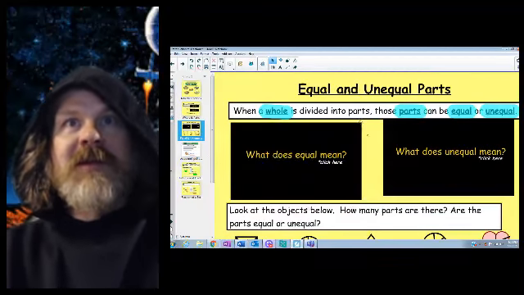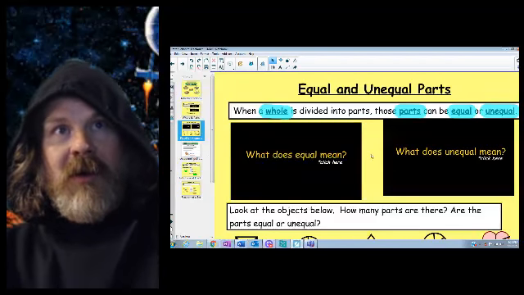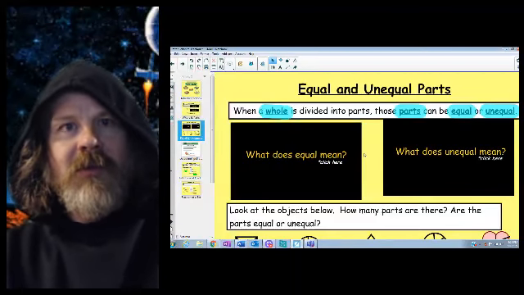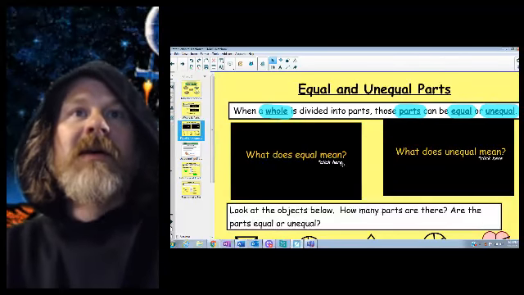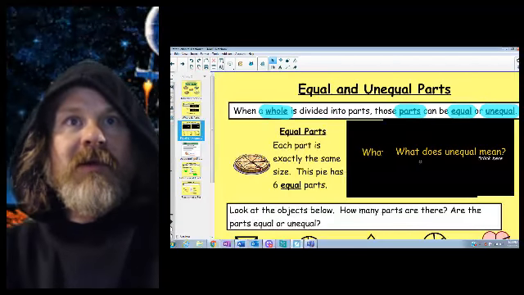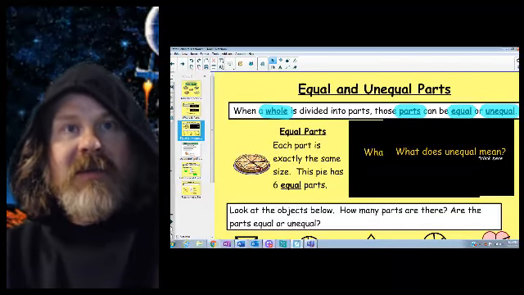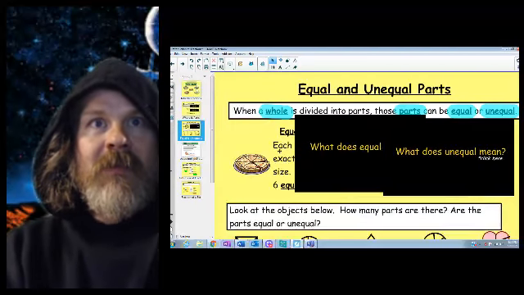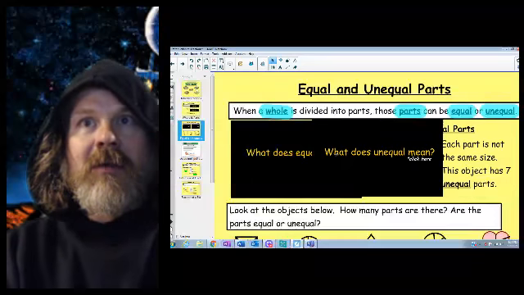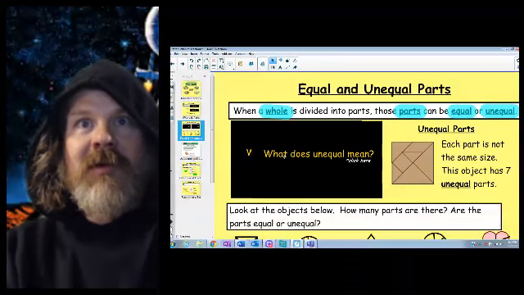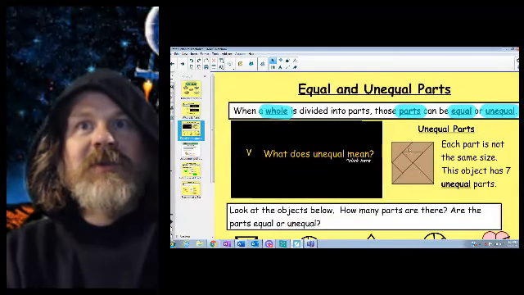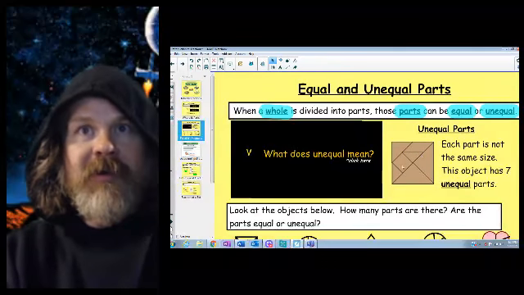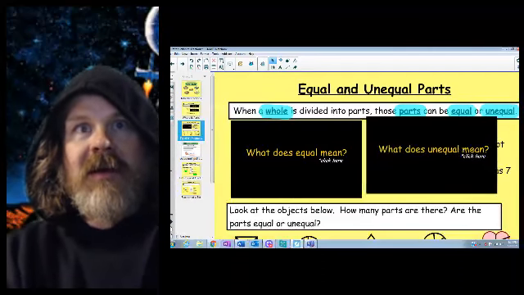When a whole is divided into parts, those parts can be equal or unequal. So it's very important to know this, especially dealing with fractions. What does equal mean? Equal means that each part is exactly the same size. This pie has 6 equal parts. Unequal means that each part is not the same size. This object has 7 unequal parts. They are not the same size.